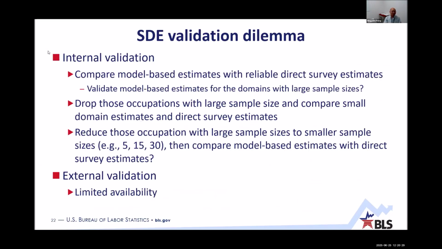So that's why we propose two approaches. For occupations with large sample sizes, the comparison is consistent but doesn't confirm the small ones or those without a sample. So for the small ones, we drop the occupations with large sample size, then compare the model-based estimates with the sample estimates. They're out of the equation, then you see how accurate they are. The other is to reduce occupations with large sample size to smaller ones, like 5, 15, or 30, then compare model-based with the sample estimates. Of course, ideally, we want good external data for validation, but usually this is not available. That's why we consider this innovative approach for validation for occupations with small samples or without a sample at all.